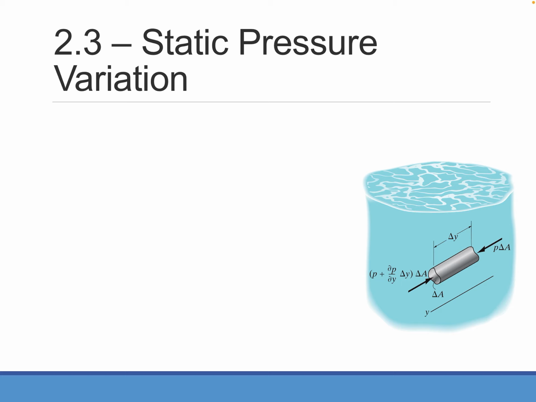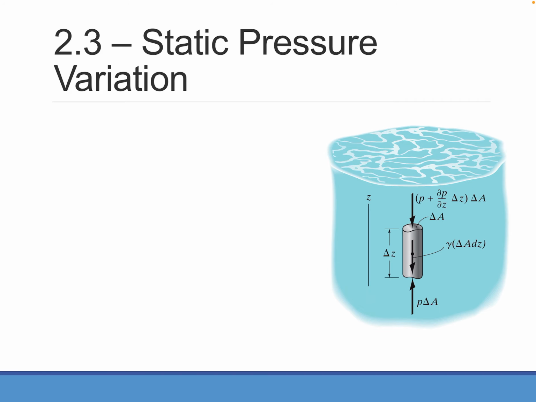Just to start, we discussed the static pressure variation in horizontal direction, and we found that in horizontal direction the pressure variation was 0. That means at any point the pressure will be same. Now we will start to discuss the static pressure variation in vertical direction.